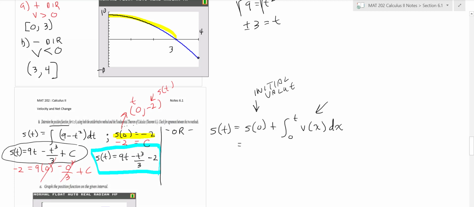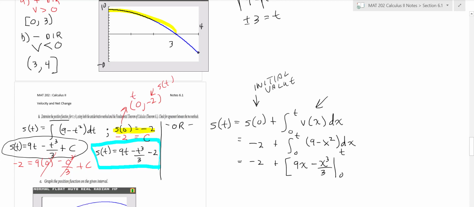Okay, what is S of 0? S of 0 is -2. I gave that to you. All right, now if we do this integral, we're going to do the integral from 0 to t of the velocity function, again 9 minus t squared dt. Or I'm sorry, x. We're doing this in terms of x, and then we're going to translate that into the variable t. x is an intermediate variable. So what I'll have is -2, plus the antiderivative 9x minus x to the third over 3, evaluated from 0 to t.